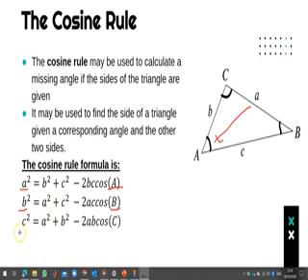If you are required to find C, we say C squared is equal to A squared plus B squared minus 2AB cos the corresponding angle of side C, which is angle C. As you can see here, the corresponding angle of C is C, and the corresponding angle of B is B. So on the next slide, we'll look at an example to demonstrate the cosine rule.